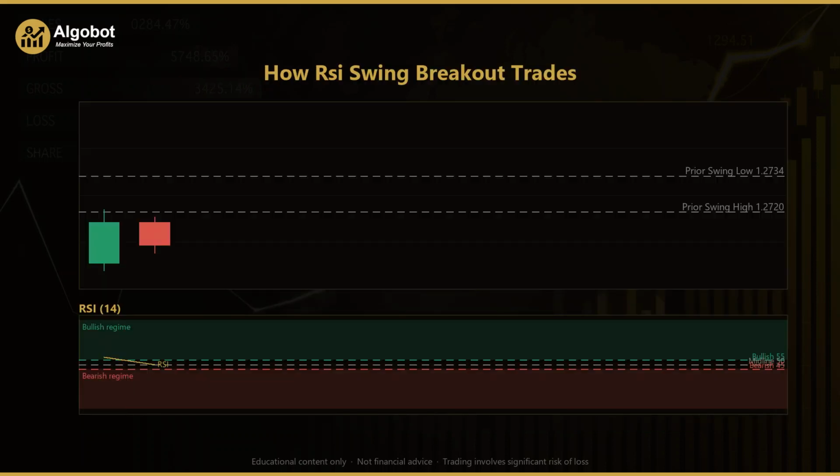Let's bring it all together on this illustration. On screen, we have a candlestick chart of the British pound against the US dollar, and beneath it the relative strength index, our momentum gauge. Notice the 3 reference lines on the indicator: the 50 midline in the center, the bullish line at 55, and the bearish line at 45. On the price chart, 2 dashed levels mark the structure that matters: a prior swing high at 1.2720 and, later, a prior swing low at 1.2734.